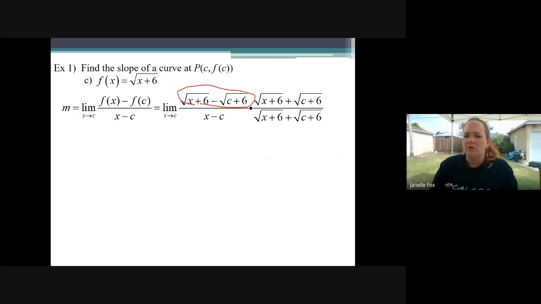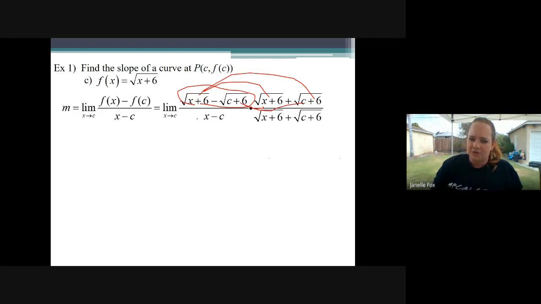So we're going to multiply by rad x plus 6 plus rad c plus 6 on the top and the bottom. Okay, on the top, we are going to distribute. So if I distribute here and then distribute here and then go here and here, this is sloppy, but I think we can do it. The first 2 terms are going to square themselves out. It's just going to be an x plus 6. The middle 2 terms are going to cancel each other because there's a positive version and a negative version. And then we're going to have the minus of a c plus 6.